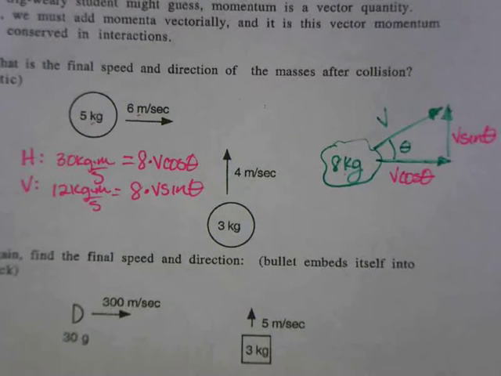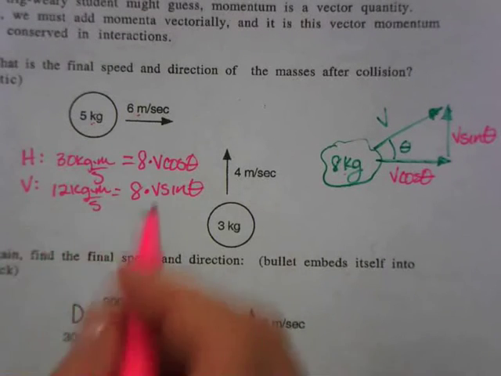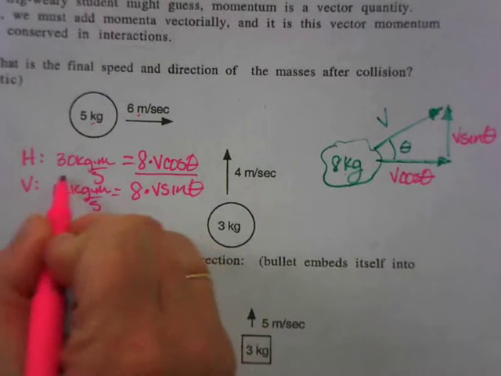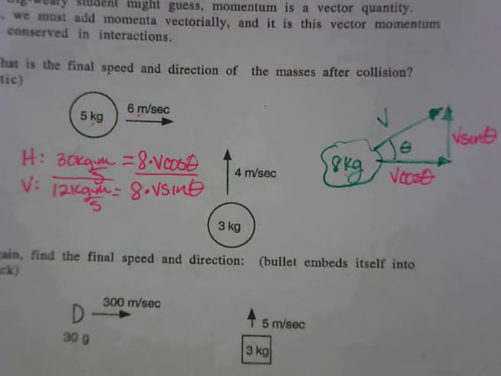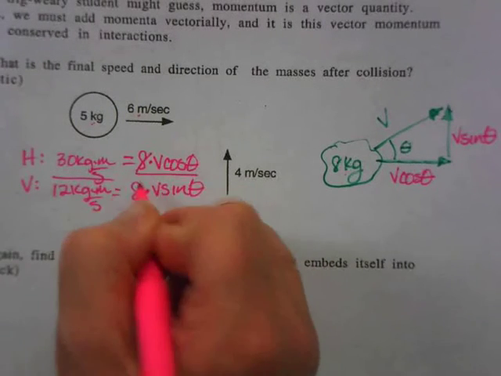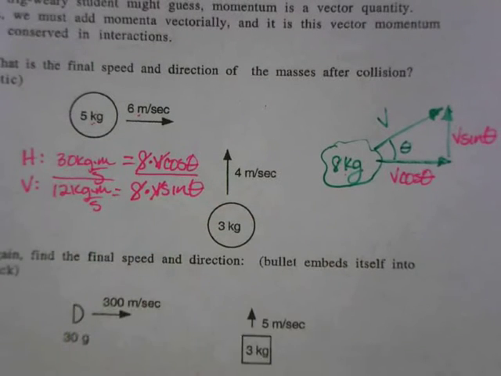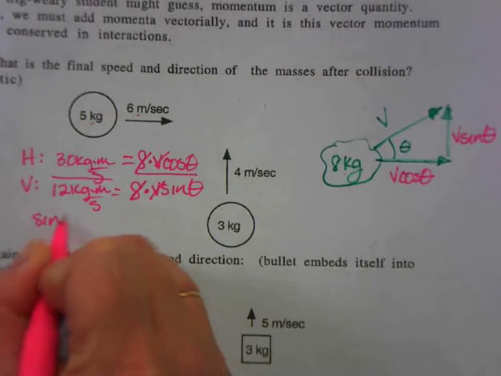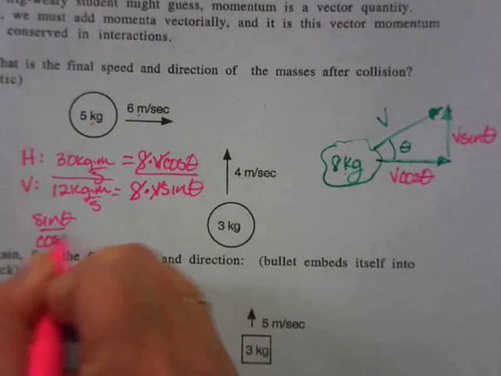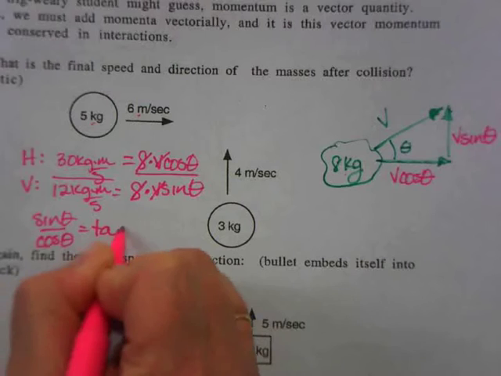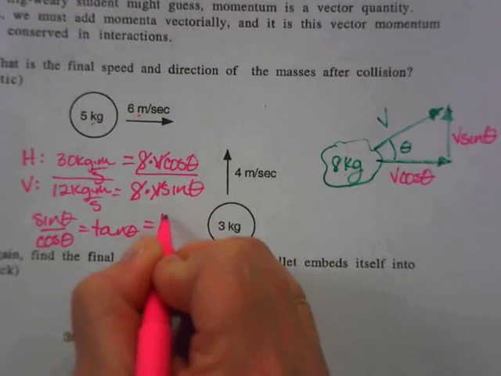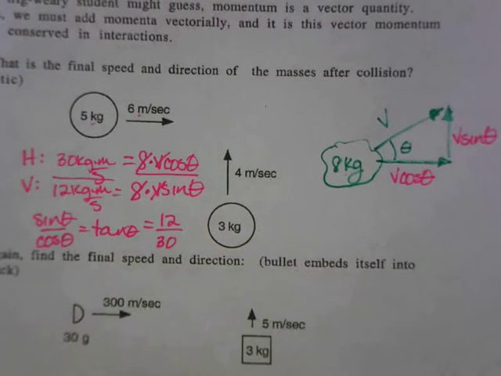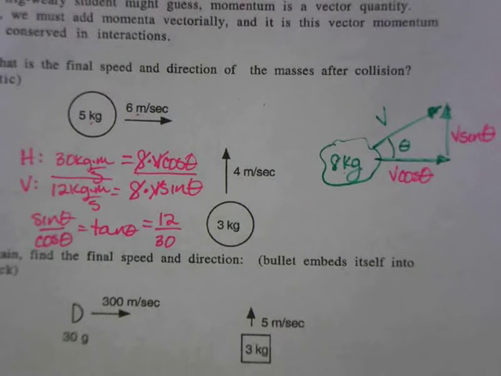And can anybody see a trig identity that would be handy to use at this point? Yeah, the tangent, which is sine divided by cosine. So if I just divide the two equations, one divided by the other, the 8 cancels, the v cancels, and sine over cosine, which is tangent, is equal to 12 over 30. So I can solve for theta, right?